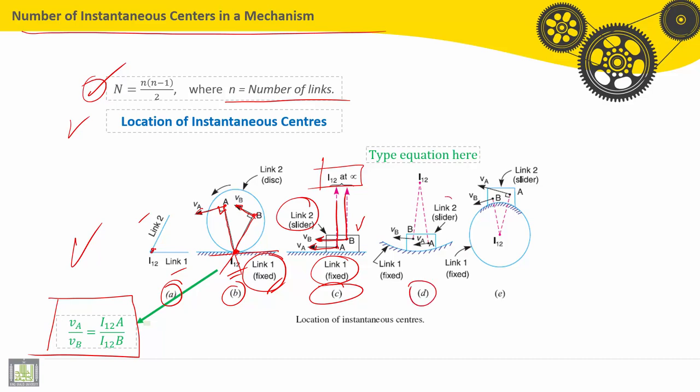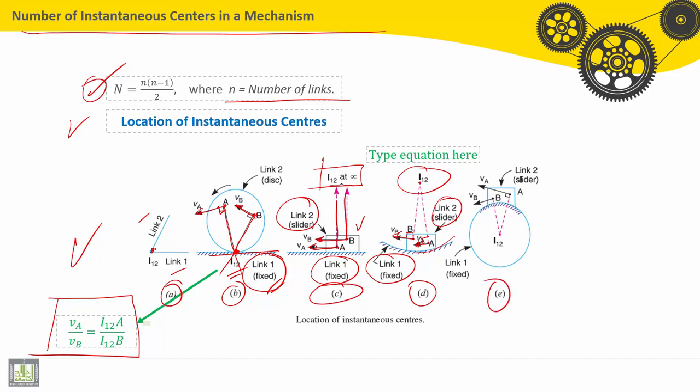Example number 4, we have a slider here, but a rotational slider making rotation about the ground link 1, which is fixed. So by the same method, for VA and VB, we make the perpendiculars to VA and VB. The intersection gives the instantaneous center of rotation. Okay, it is I12.